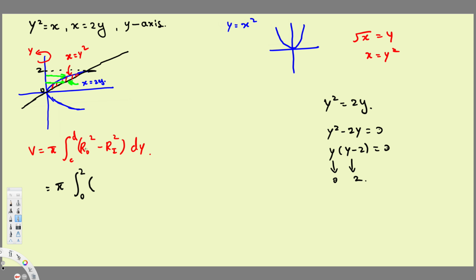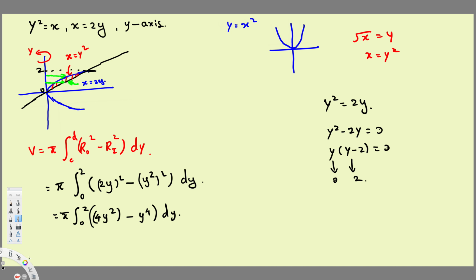As we found out already, the outer radius, where the line touches last, is 2y, so this is 2y squared. The inner radius, where the line touches first, is x equals y squared, so here we write y squared squared, times dy. Now we can simplify this. This is pi going from 0 to 2. If we square this one, it gives 4y squared, and the other one gives y to the power 4, dy, right?